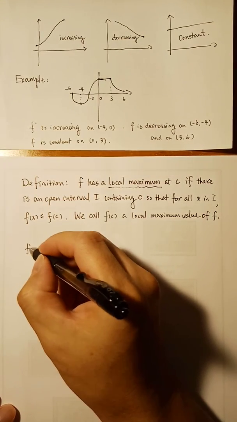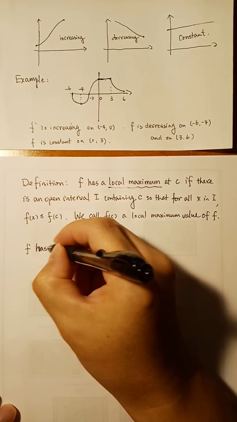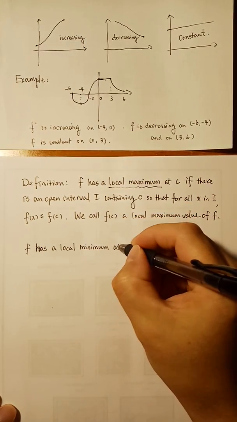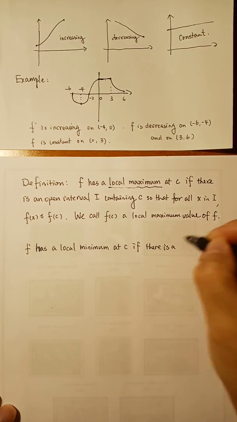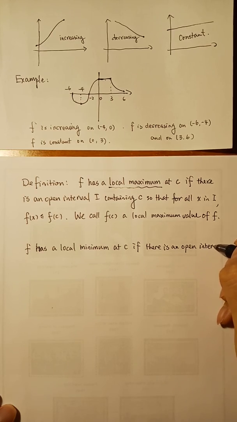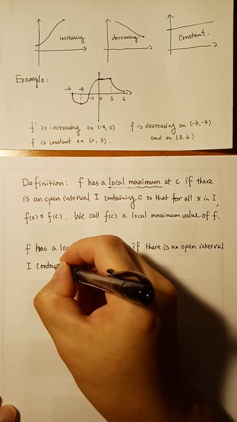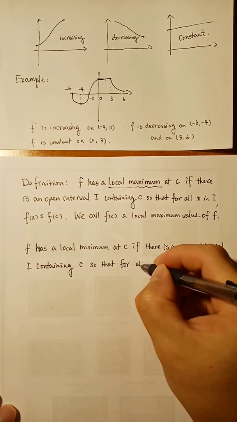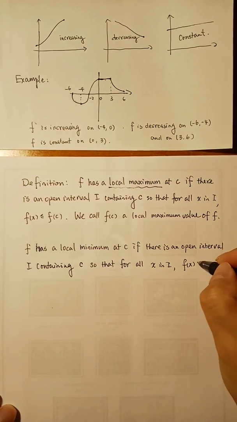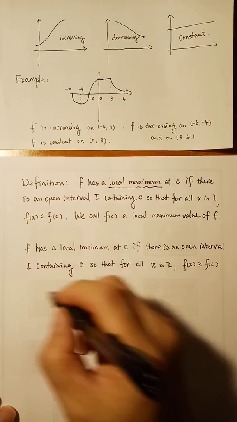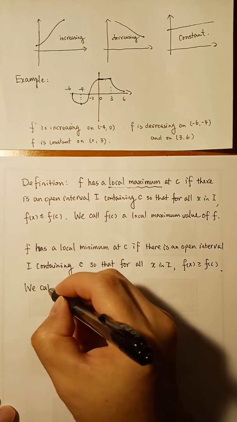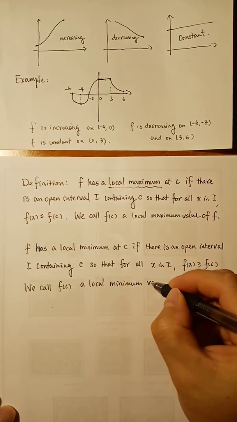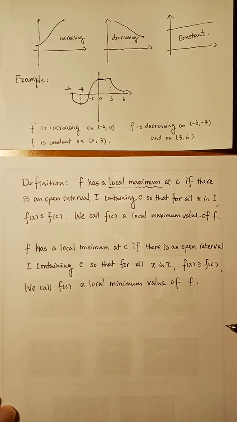And similarly, f has a local minimum at c if there is an open interval I containing c so that for all x in I, f(x) is greater than or equal to f(c). So f(c) is the lowest point. Then this is a local minimum. And we call f(c) a local minimum value. So whenever you have a value, it's an evaluation of f at c.